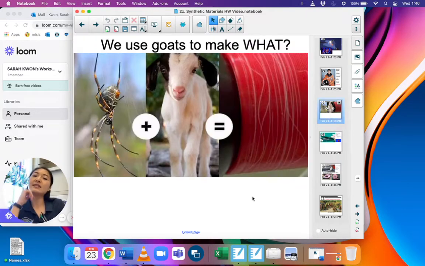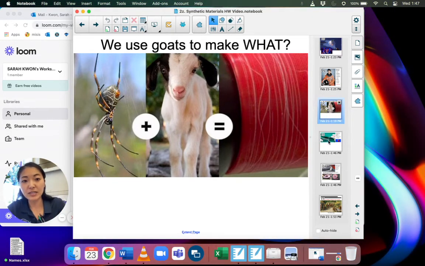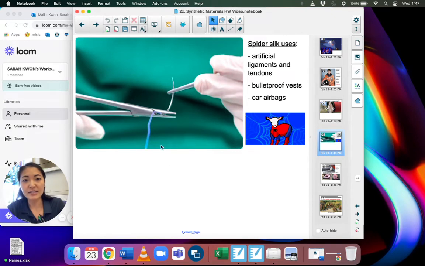All right, so what scientists did was they changed the goat's DNA so that when the goats make milk, out of the milk comes not only goat's milk, but also spider silk. So it's much easier for them to collect big quantities of spider silk from the goat's milk. So weird, right? And they use it to make these medical products and bulletproof vests and car airbags, because that spider silk is so lightweight, but also so super strong that it can be bulletproof too.